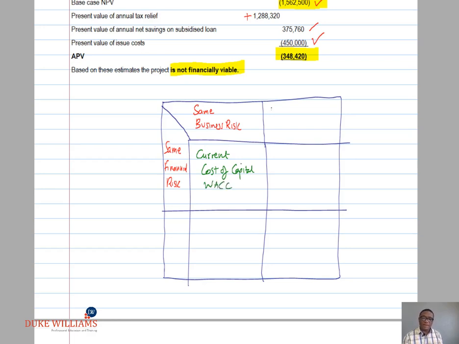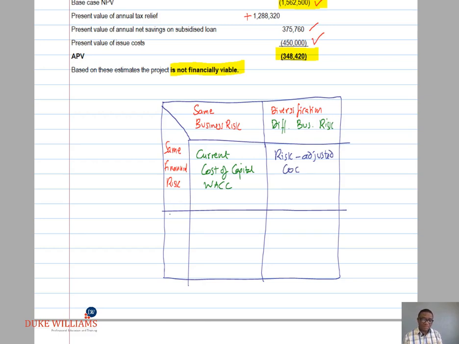Now, where there is diversification, or one would say different business risk, then we may need to use the risk-adjusted cost of capital. So then there will be the need to ungear and regear where necessary.